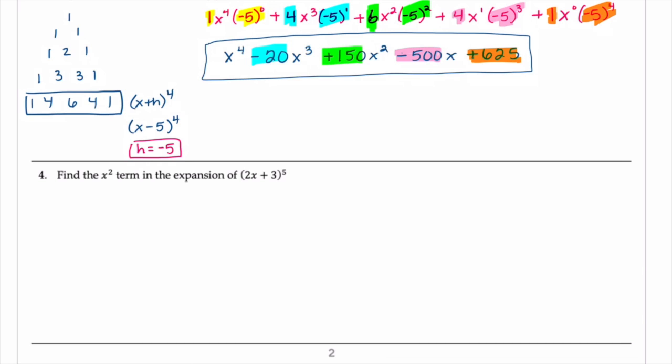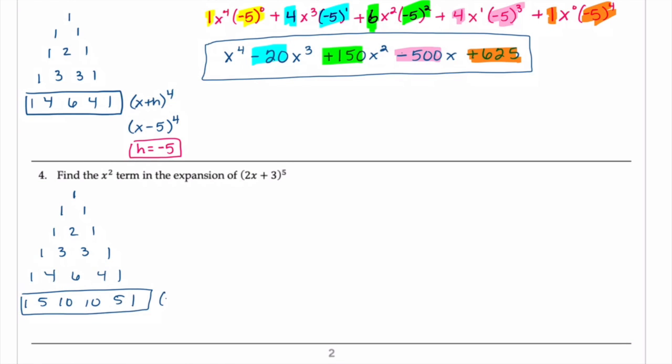Number 4, find the x squared term in the expansion of 2x plus 3 to the fifth power. So I am going to again set myself up, and this time I'm looking for the 5. So here we have to do something slightly different. We normally just have an x, but this time we have a 2x. So instead of me just substituting x, I'm going to substitute a 2x everywhere. And our h would be the positive 3. So I'm going to set myself up with the substitution.